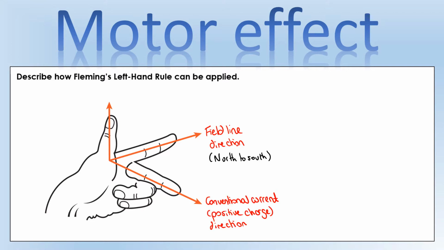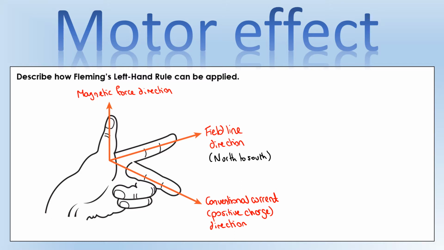We put our middle finger in the direction of conventional current, or the direction that positive charges are going. And if you do both of those things, your thumb will tell you the direction that the object, or the current carrying wire in this case, will experience a force in. That's the direction you'll get a magnetic force acting on the conductor.